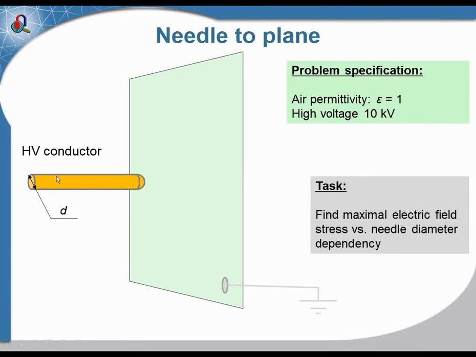There is a high voltage conductor, the cylindrical high voltage conductor, and the grounded plate. This setup is installed in the air, so the air permittivity is 1, the high voltage conductor potential is 10 kilovolts. Well, our task is to find the electric field stress distribution.